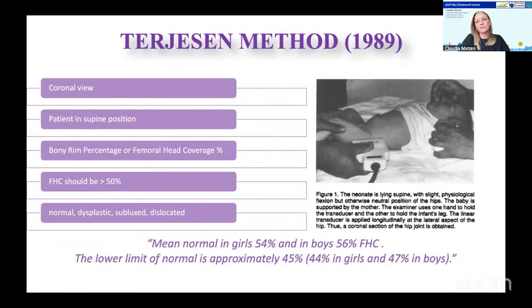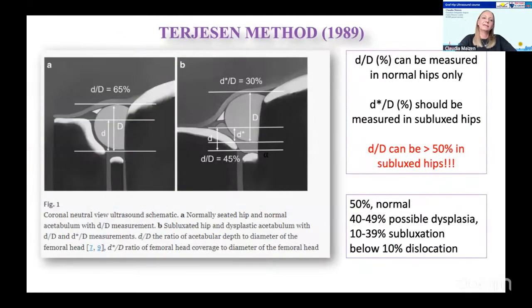What is published in the original paper is that the mean normal in girls is 54% and in boys 56%, with the lower limit of normal around 45% on average. So this is more comparable to a migration index that you would measure in a neuromuscular hip. To describe the method a little bit more in detail: similar to the migration percentage, what you're measuring is the diameter of the femoral head versus the coverage of the bony roof. So it's the small d to large D measurements expressed as a percentage.